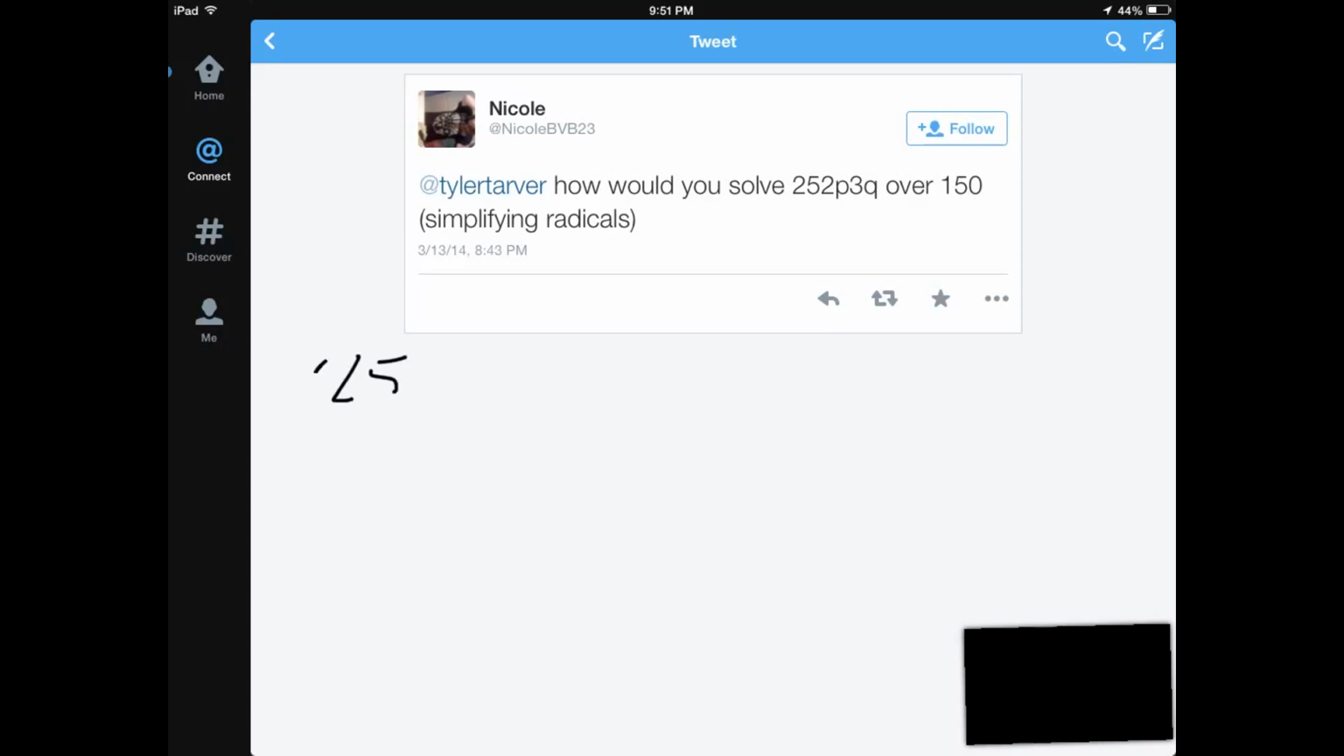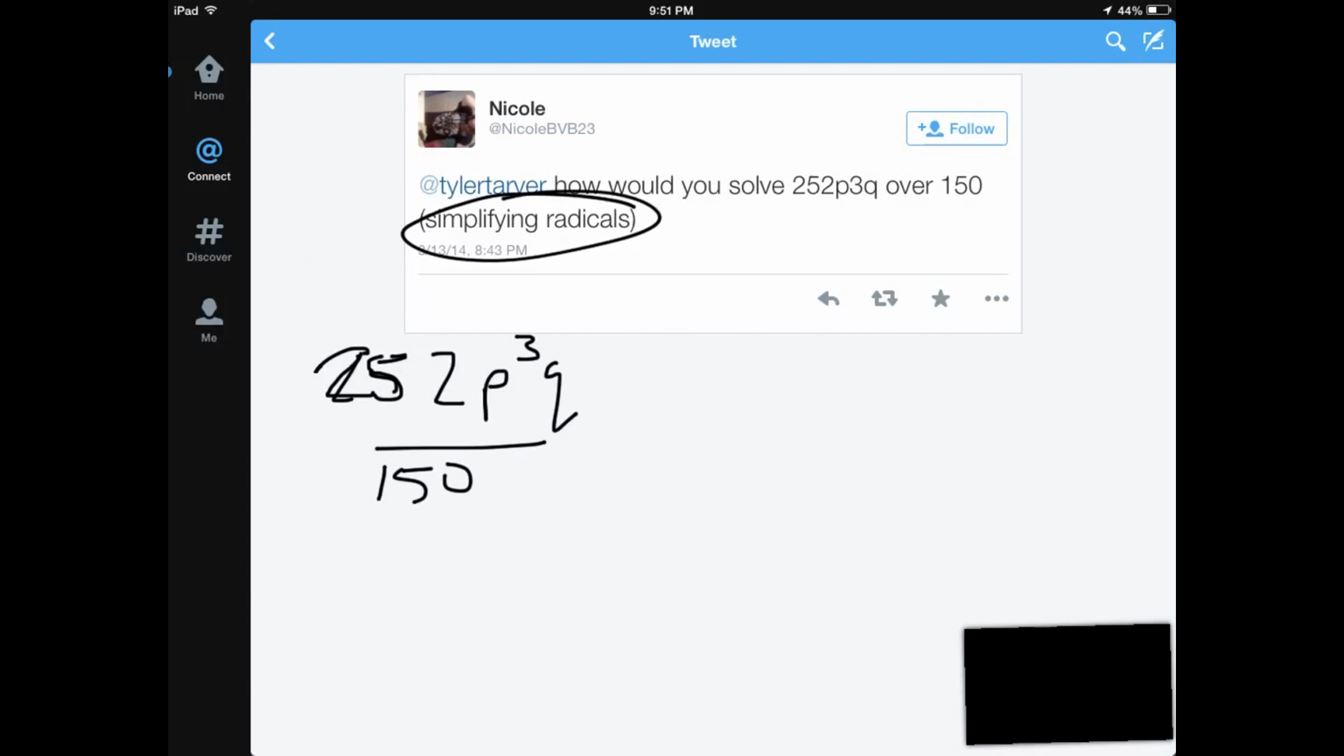252 p to the third q over 150. Now, I'm assuming that since it's simplifying radicals, this is probably under a square root sign. If not, this is what we're going to learn anyway.